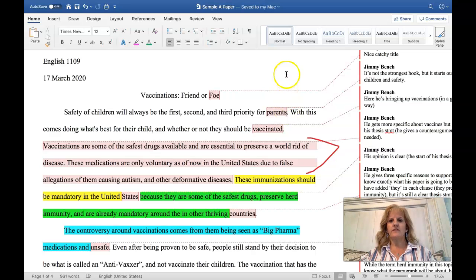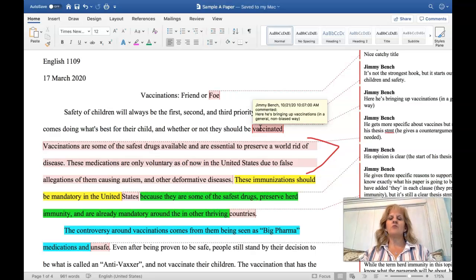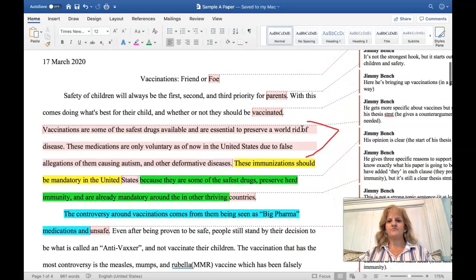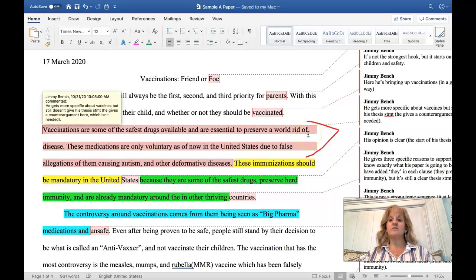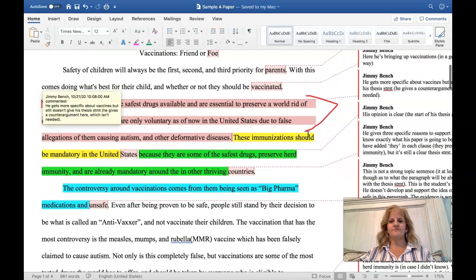Let's see, what do I have here? So he starts out generally talking about safety of children, and then he narrows it down a little bit more to vaccinations. So he's still staying non-biased. He's not automatically telling us his opinion on it, but he is generally bringing up the topic, which is nice. And here he gets a little bit more specific about vaccines. He's not giving his thesis statement yet, and one thing that he does here is he actually gives a counter argument. Which, it's not gonna be too bad. It's definitely not necessary in the introduction.